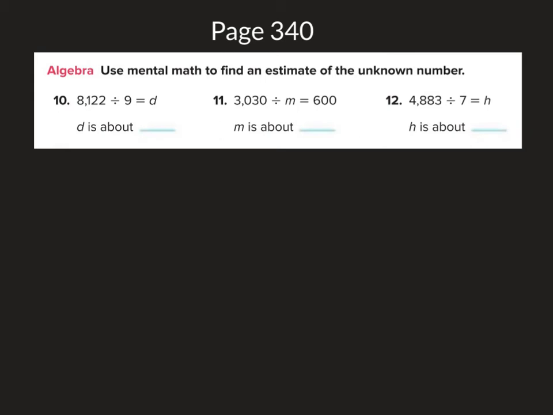So here we go. It says use mental math to find an estimate of the unknown number. So let's do multiples of 9. 9, 18. Here's the deal. If you know your multiplication facts, do you have to do all the multiples? No. For those of you who don't know your multiplication facts, the multiples are super helpful. So I'm just going to do them. 27, 36, 45, 54, 63, 72, 81, 90.